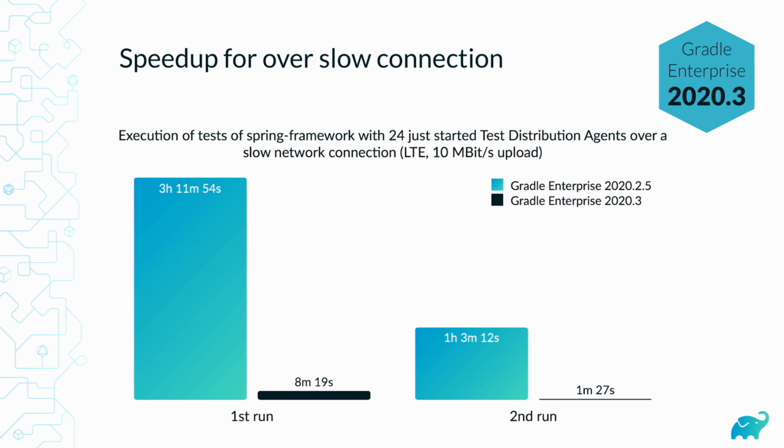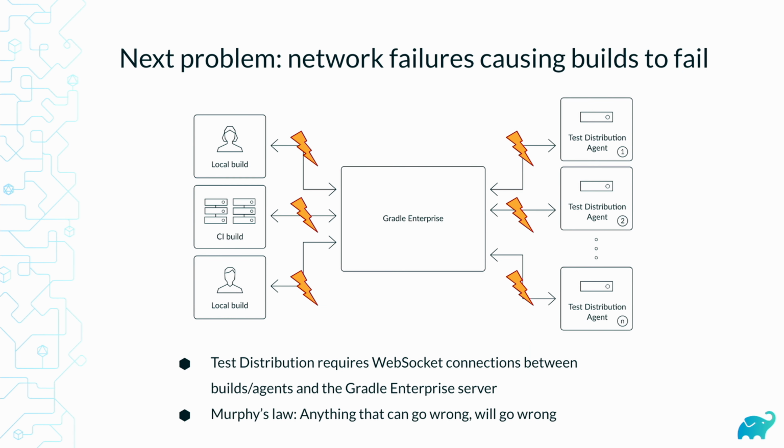Okay, one problem solved. Next problem. Of course, things are not always stable, and the more agents you add to the mix, the more likely it is that you have some network problem at some point, right? The agents and the builds have persistent connections to the Gradle Enterprise server, and any of these can fail at any time. In some networks, it's more likely than in others, right? But basically, Murphy's law applies here. Anything that can go wrong will go wrong, at least eventually, not every time, right? So we had to do something about this.